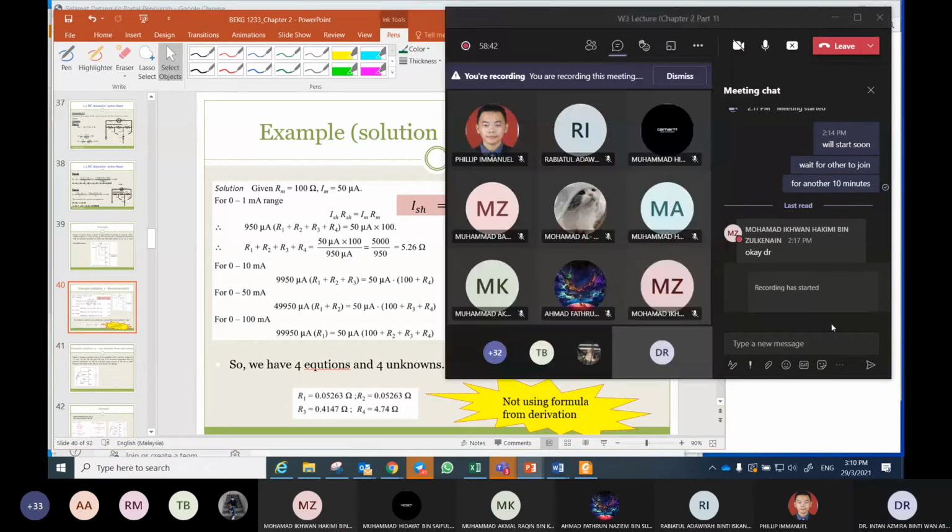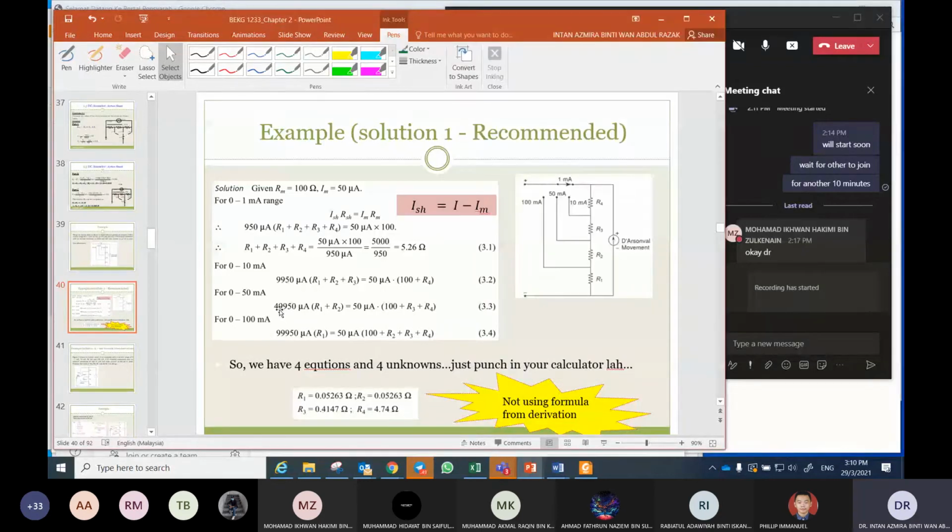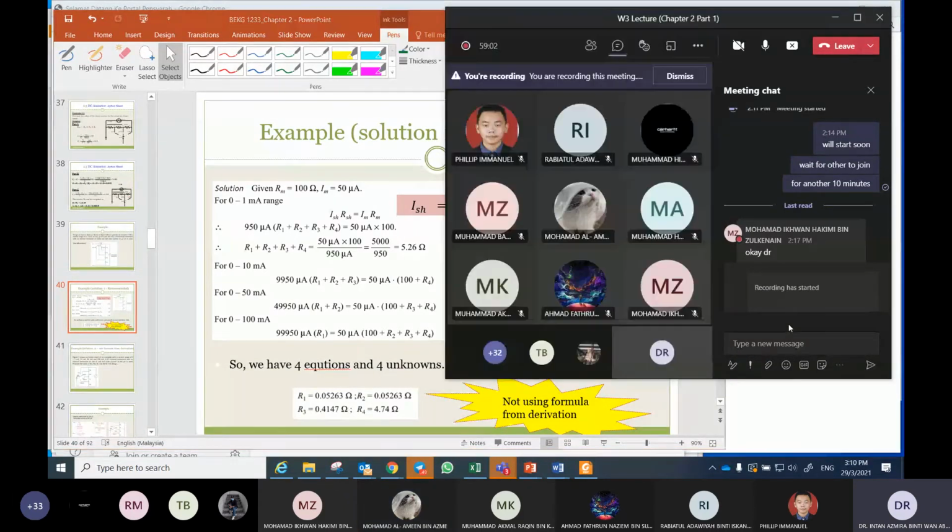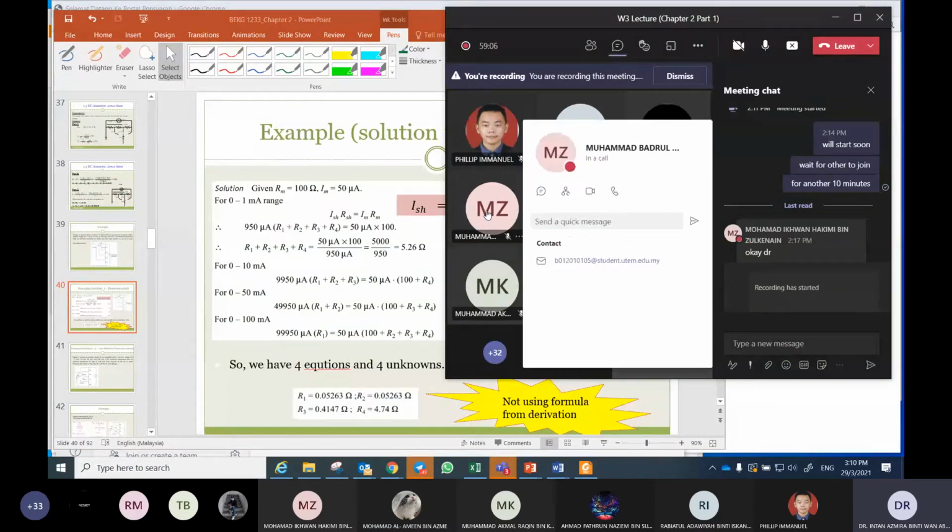49950. Al-Amin? Yes, doctor. How to get this value? 50 milliampere minus Im, which is minus 50 micro. Correct. Did you get this? Yes, got it, doctor. Okay. Who else? Muhammad Badrul.